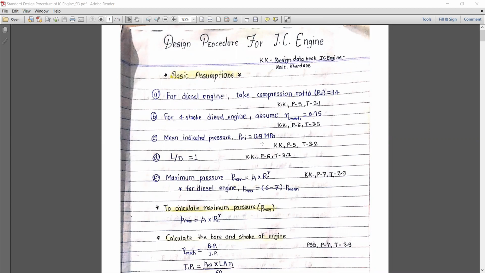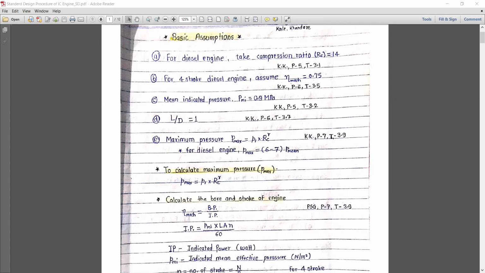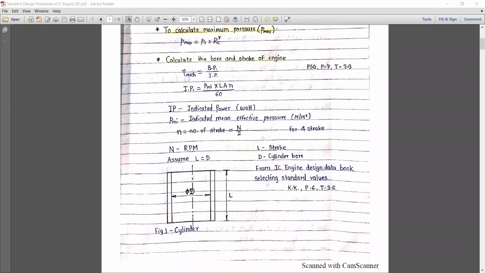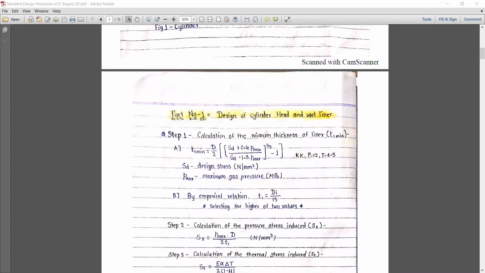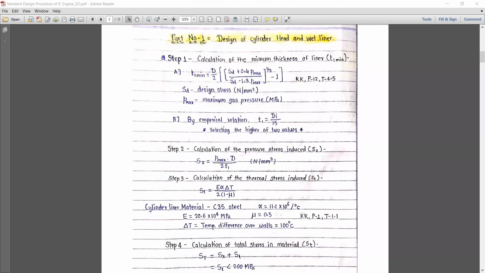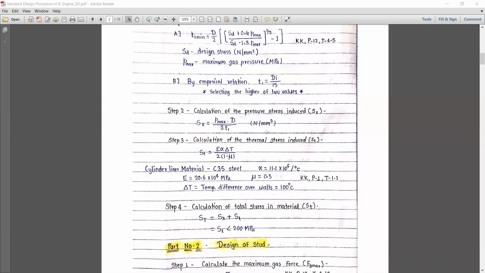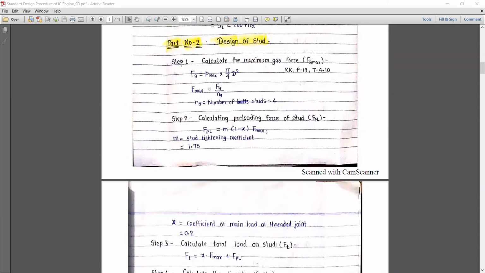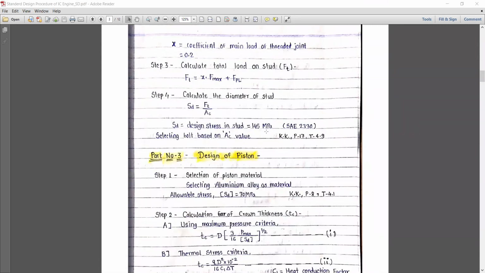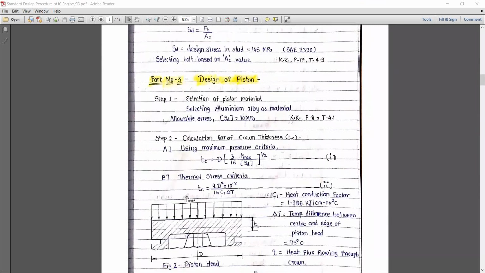So in this I have mentioned the basic assumptions and the basic formulas, which are properly shown over here. Then calculation of stroke and bore, which is nothing but the design of the cylinder. Then the design of the cylinder head and cylinder wet liner; these three steps are also properly mentioned over here. Then design of the stud based on two steps: gas force and preload force. Then empirical relation. So everything is properly arranged over here.